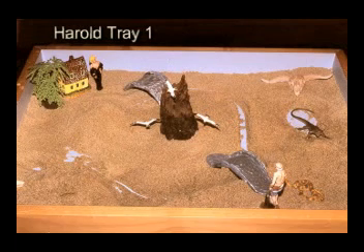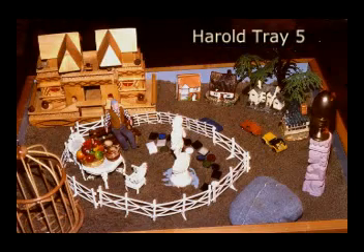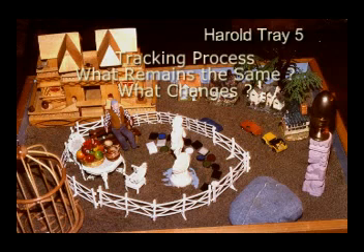Harold is much more grounded and focused by tray 5. The tray's much more full of life. It feels a lot more real in a sense than tray 1. To track the process the psyche moves through during Sandplay work, we look at what remains the same from tray to tray and what changes. What remains the same here in this tray is that we have an old man and we have a woman. Here she's the Venus de Milo.